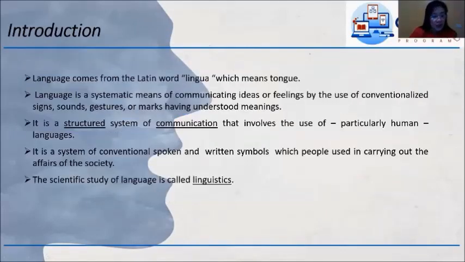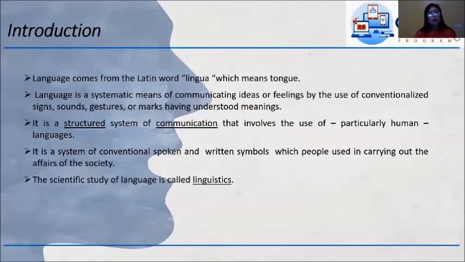So let us have the etymology of the word language. What do you mean by etymology? Etymology refers to the origin or derivation of a certain word. The term language comes from the Latin word lingua, which means tongue. So literally speaking, we make use of our tongue when we speak language.